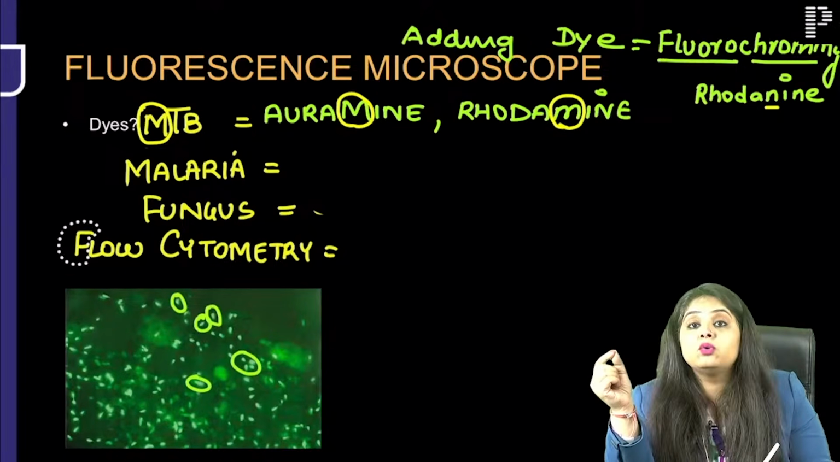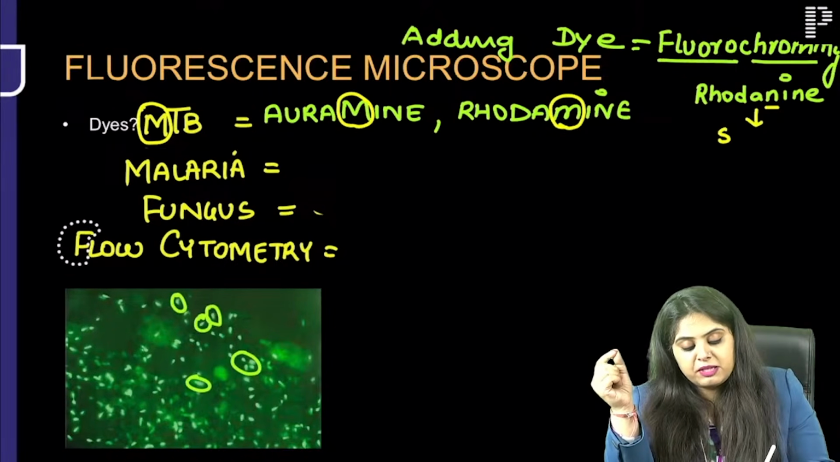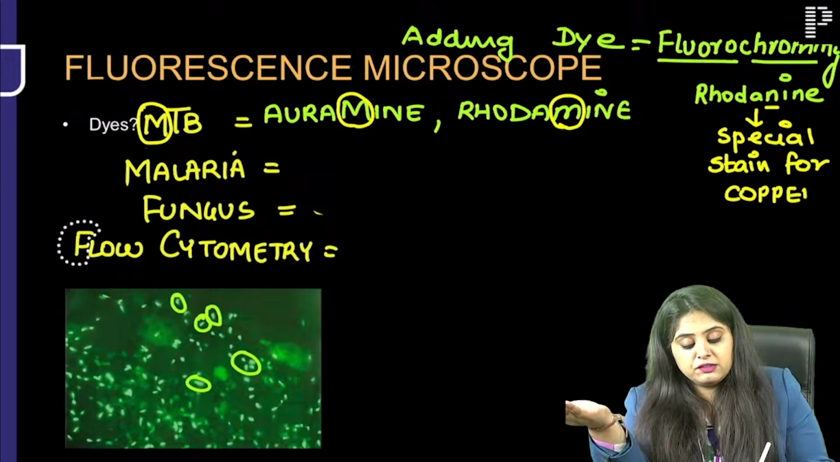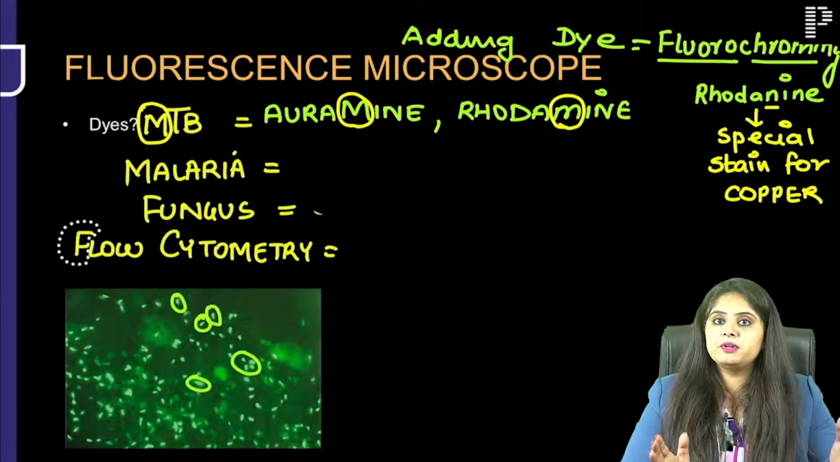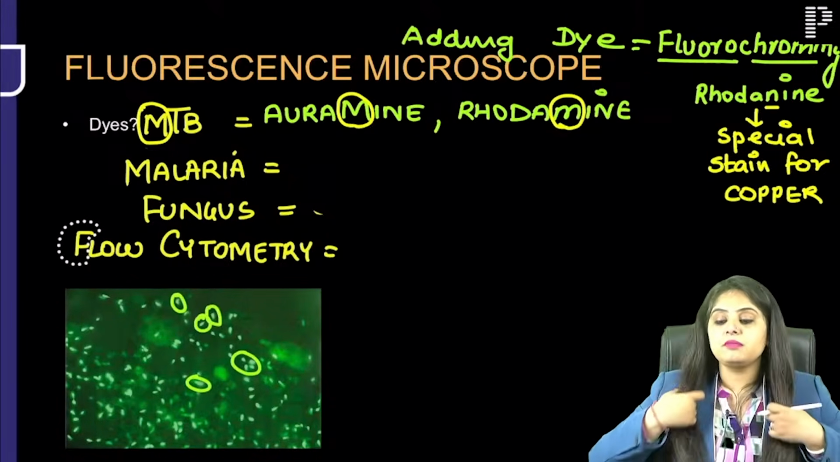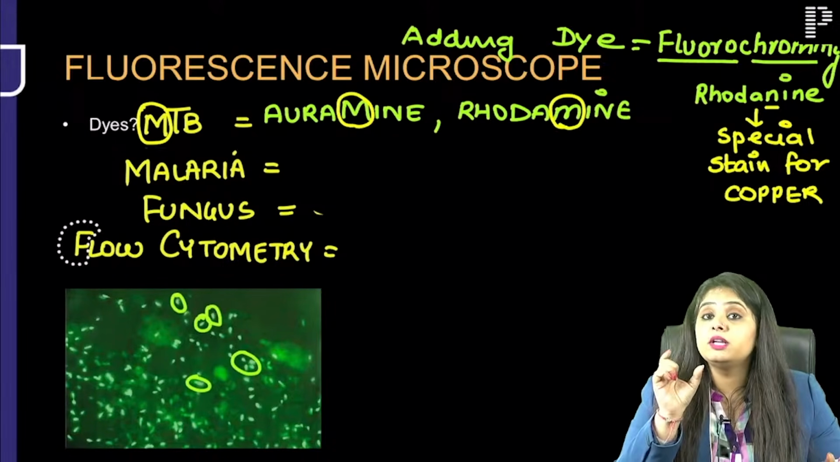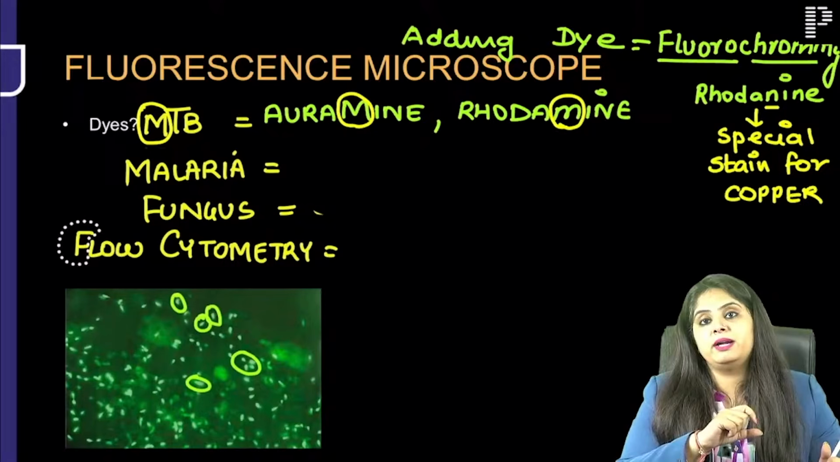If I write rhodanine, that is the special stain for copper, for anyone who has read a little pathology earlier. So in the next class of patho, when I teach you stains of copper, you will study with me about rhodanine. Okay, rhodanine is for copper, but rhodamine is for Mycobacterium TB.